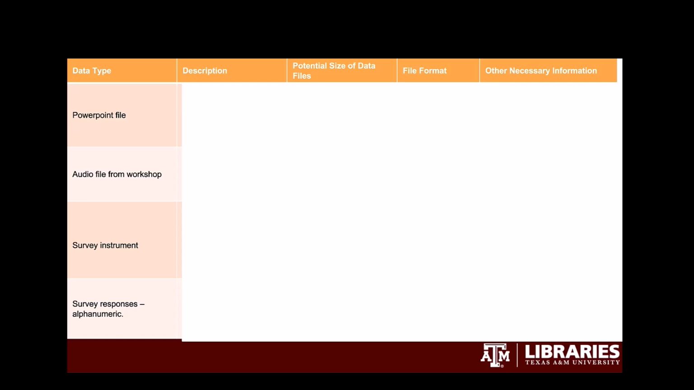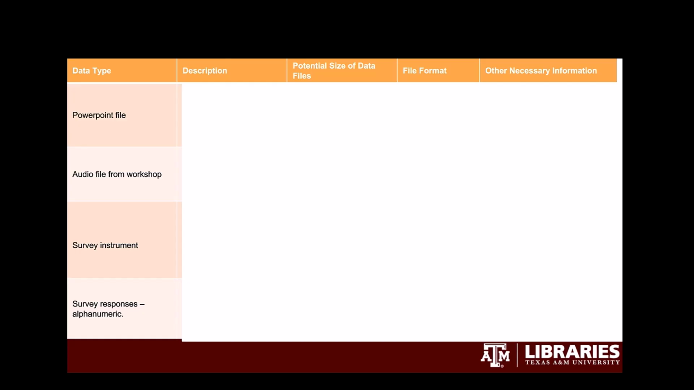A common way to answer questions under this heading is through a table of information about our data. Let's pretend we're studying the effectiveness of offering data management workshops like this. We'll pretend we're doing a project where we design, implement, and study the effectiveness of a data management workshop. Look along the top here. I have my data types, a brief description of the data, potential size of data files, file format, and other necessary information. And then along the left, you can see the data types.